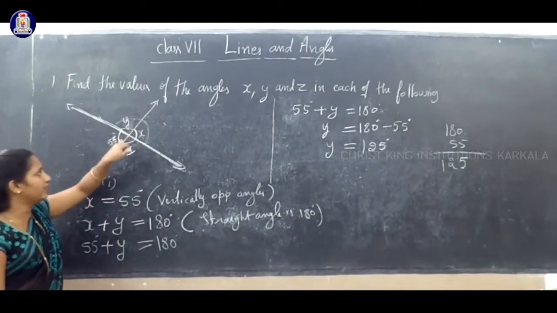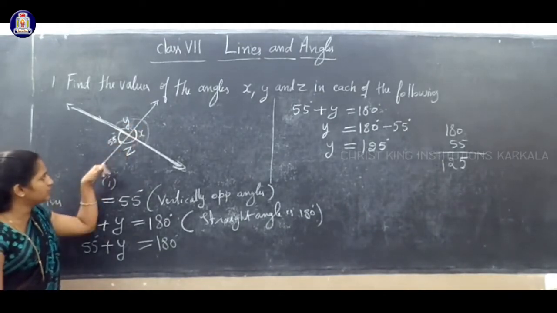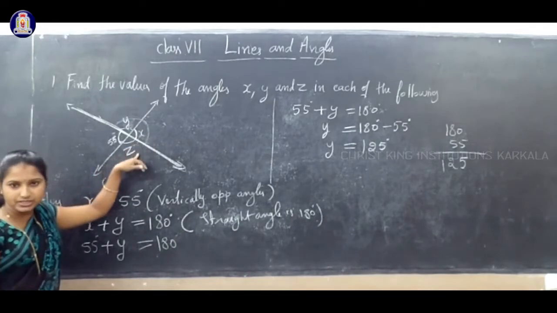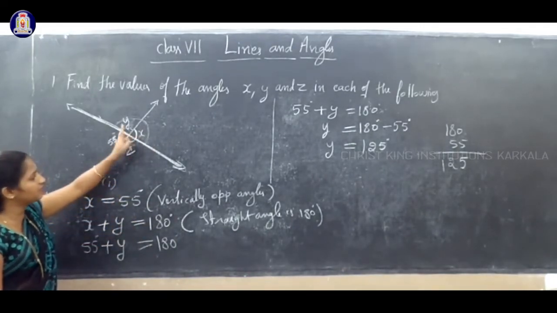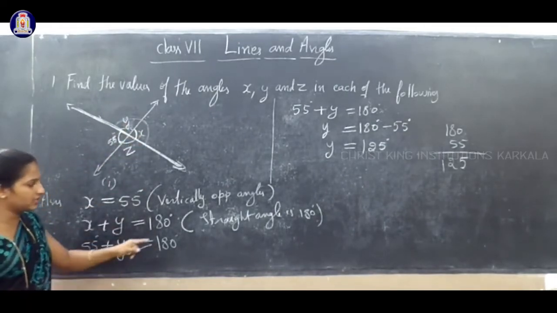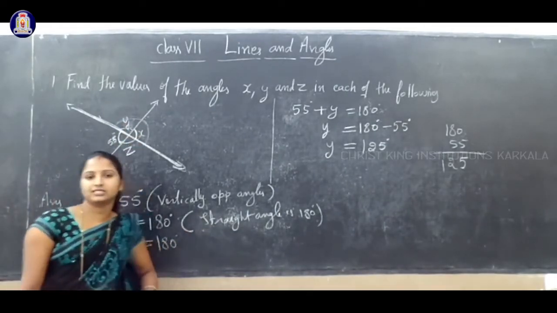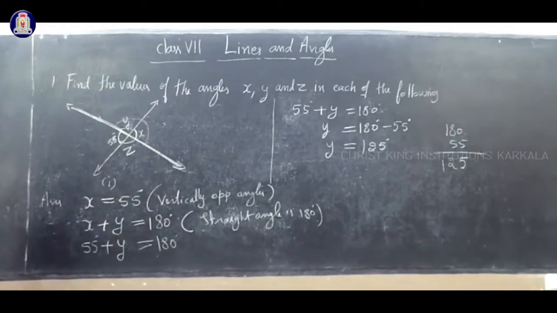And now how to find angle y or angle z? If you want, you can consider this also. Means x and z. X plus z is equal to 180. Or you can consider x plus y is equal to 180. So what is the reason? Because this is a straight line. So a straight angle is 180 degrees.